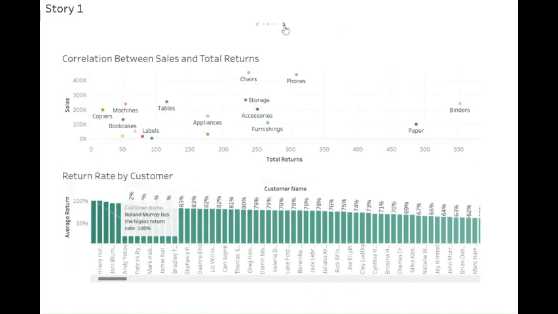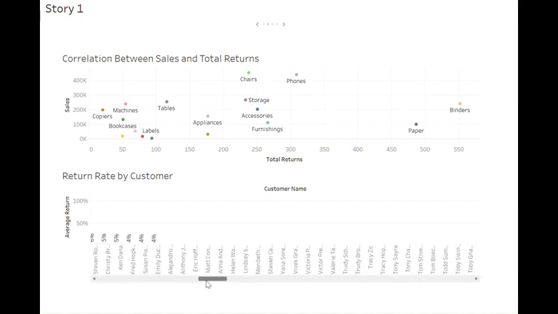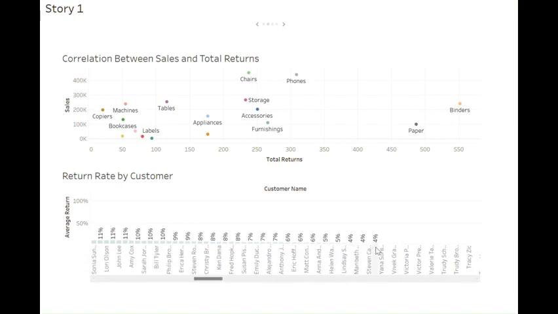Now we'll go to the next slide. Here, the presentation of correlation between sales and total returns is still present, just in case you need to see them. Here, we're talking about each customer and who has the highest return rate. There is a man called Roland Murray who has the highest return rate with 100%. This means that he returns 100% of the things that he purchases. And if we keep going all the way down, you see all the customers that don't have any return rates, and the customer with the lowest return rate is Jana Sorensen with 4%.